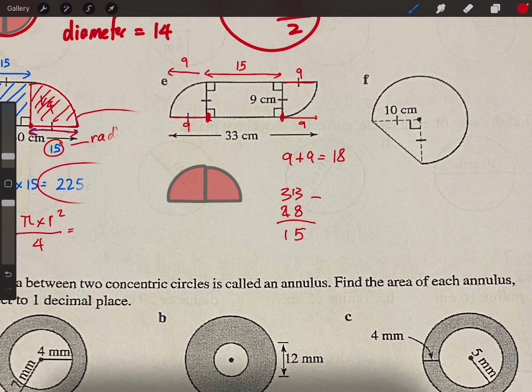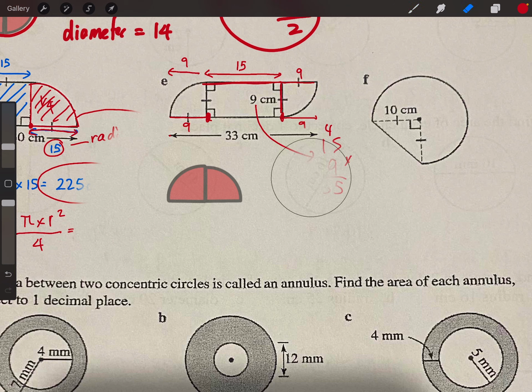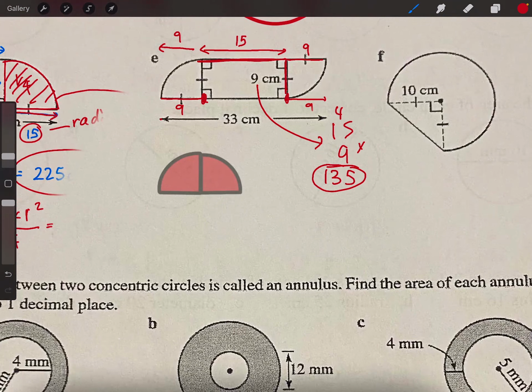So I can find the area of the rectangle really easily. I can just do 9 times 15. 9 times 5 is 45. 9 times 1 is 9, plus 4 is 13, so 135. Therefore, the area of the rectangle is equal to 135 centimeters squared. Now let's find the area of the half circle, and then we're going to add it to 135.